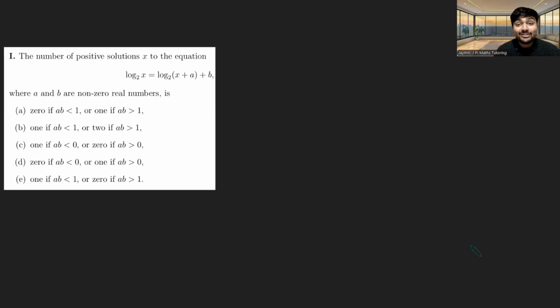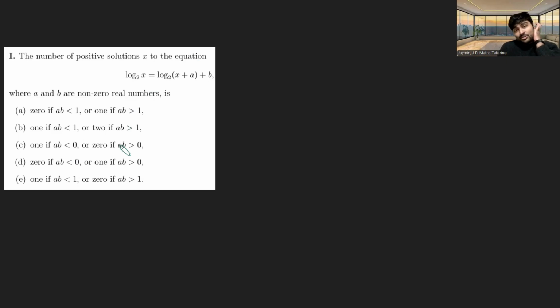The number of positive solutions x to the equation log base 2 of x equals log base 2 of (x plus a) plus b, where a and b are non-zero real numbers, is, and we've got a bunch of options here: either 0 or 1, depending on whether a times b is positive or less than 0, positive, less than 1, bigger than 1, that sort of thing.